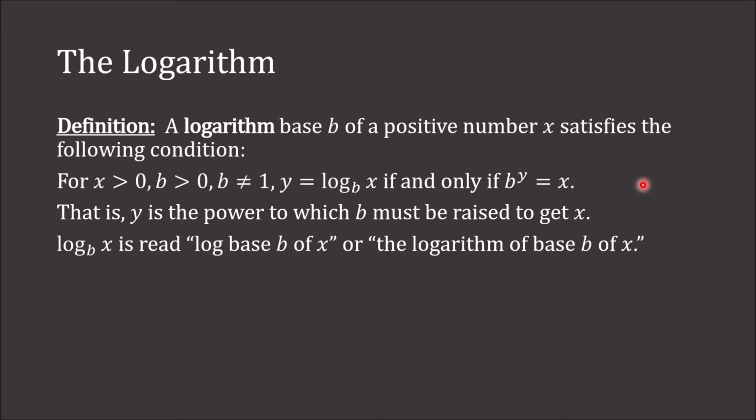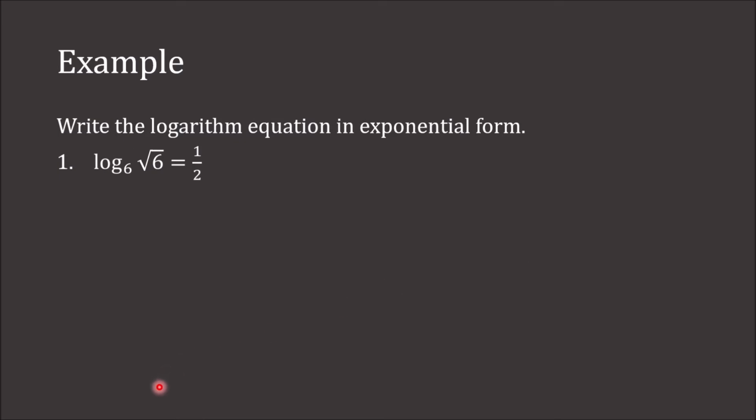So what we're going to do is write the logarithm equation in exponential form. For this one, log base 6 of the square root of 6 is equal to a half, if and only if, so this double arrow means if and only if, 6 to the 1/2 power is equal to the square root of 6. So this is known as the exponential form.